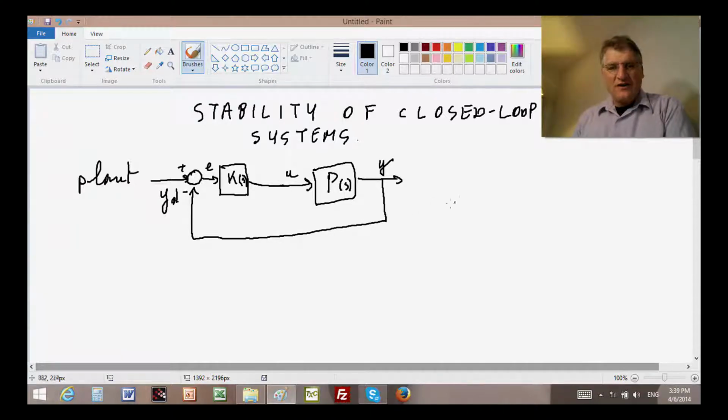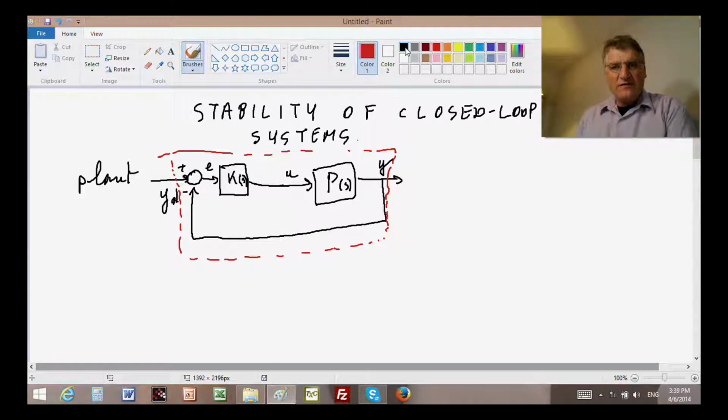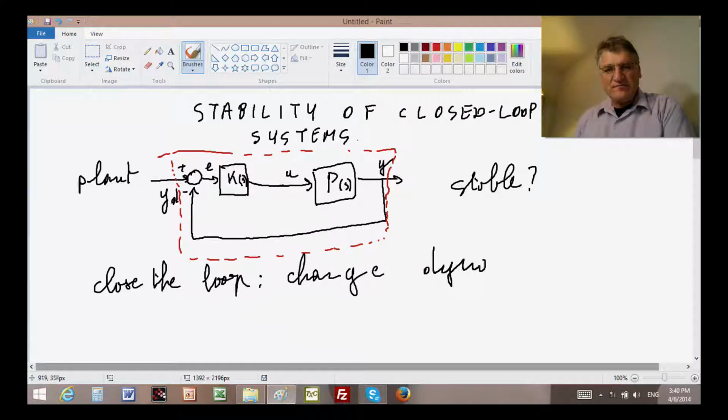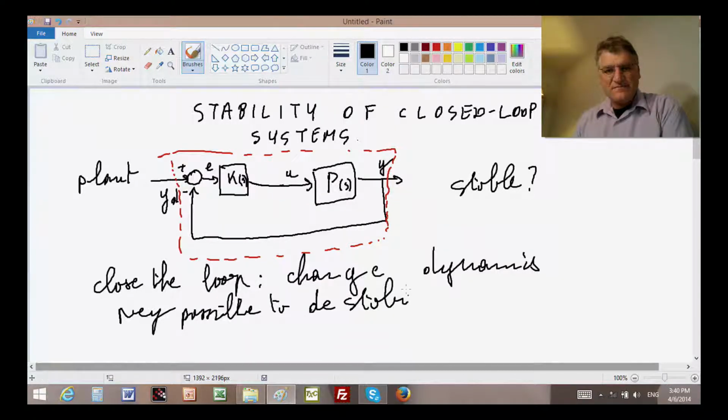And what we are interested in is the closed-loop system that consists of the box inside the dashed red box. Is the system stable? Indeed, when we close the loop, we change the dynamics of the system. And we could very possibly destabilize the system, therefore running against our interests.